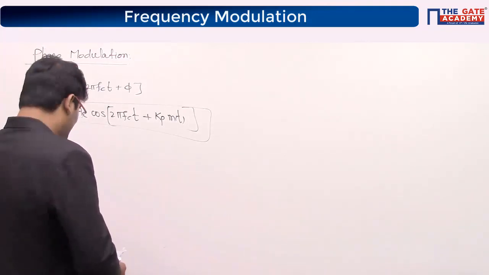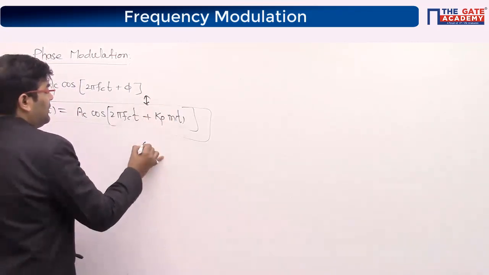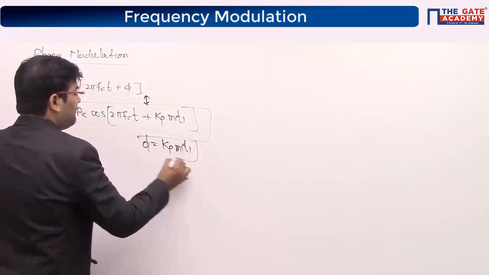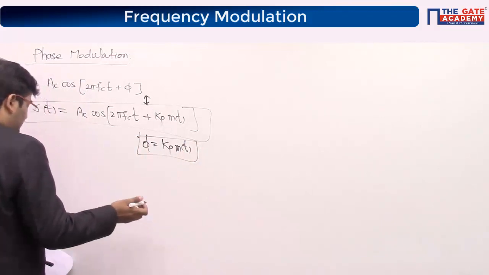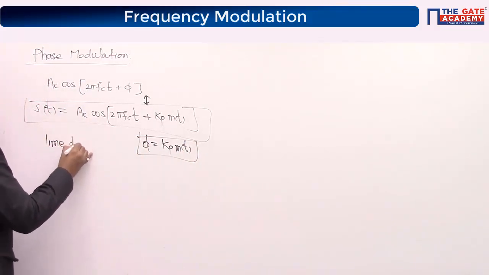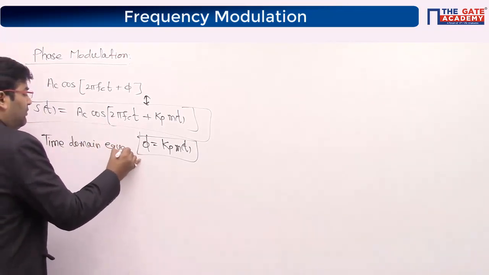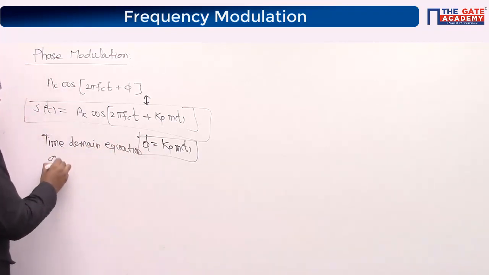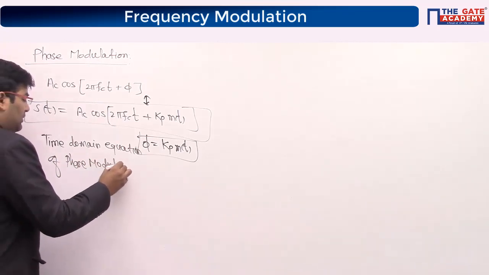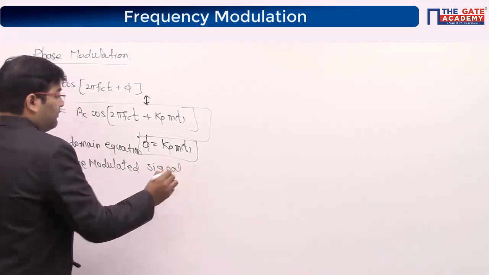2π fc t plus Kp m(t), and you can compare these two. So you can see that I can write φ equal to Kp m(t). So this is the time domain equation of the phase modulated wave. Please remember this equation, the time domain equation of the phase modulated signal.